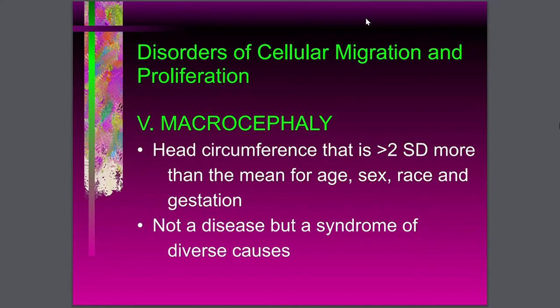So another disorder of cellular migration and proliferation is macrocephaly, or a big head. The head circumference is more than 2 standard deviations above the mean for age, sex, race, and gestation. Macrocephaly is not a disease but a syndrome. It is just a presentation of diverse causes, a manifestation. So it is not a diagnosis. Next slide, please.